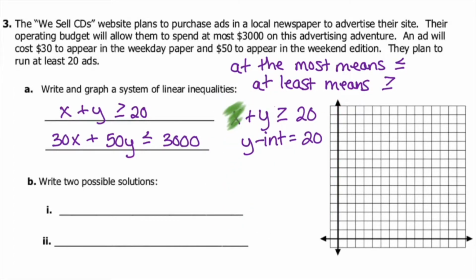Then we're going to do the first equation by putting in 0 for x and getting the y-intercept of 20. That makes the x-intercept also 20. Plot your 2 points. And then this would be a solid line because it has equal to underneath it. And you are shading above that line because it's greater than. So numbers that are greater than 20 are on this side of the line.